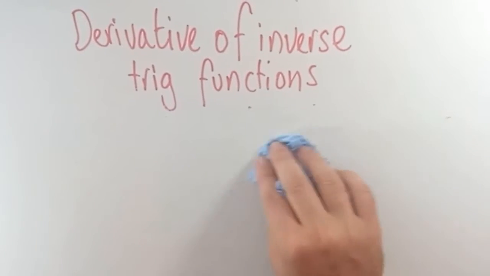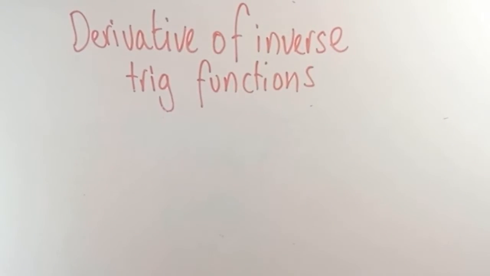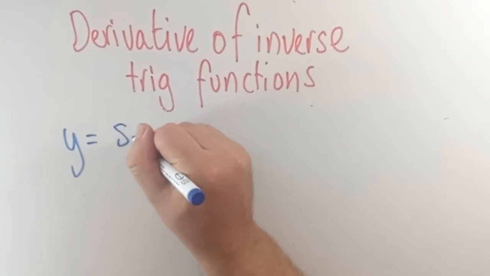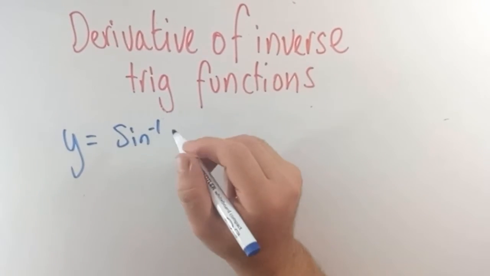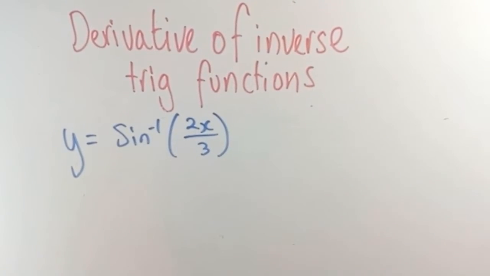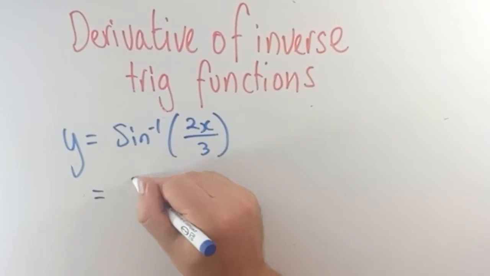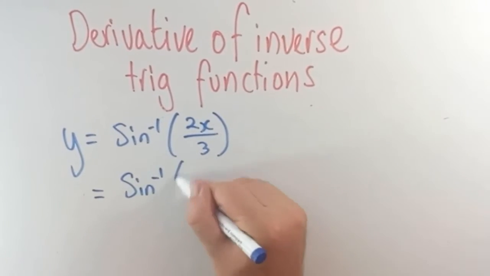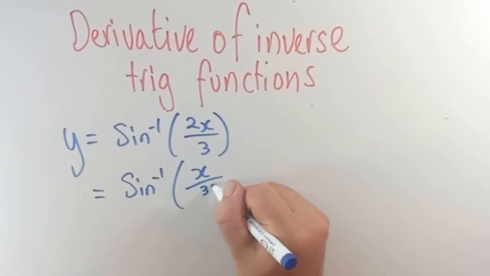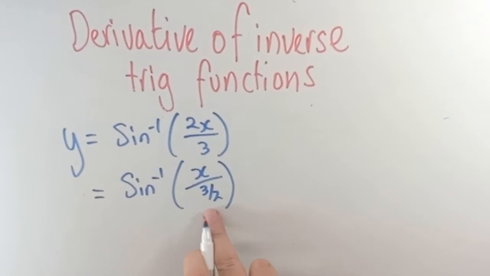Look at that time I saved by writing it out before pressing the record button. Okay, let's have a go at this one. y equals inverse sine of 2x on 3. Okay, let's change this to inverse sine of x on a, right? So if I put this 2 down the bottom, it's going to be 3 on 2. So a is equal to 3 halves.